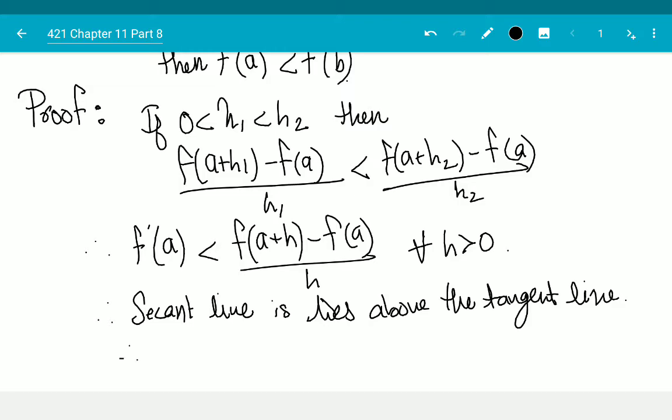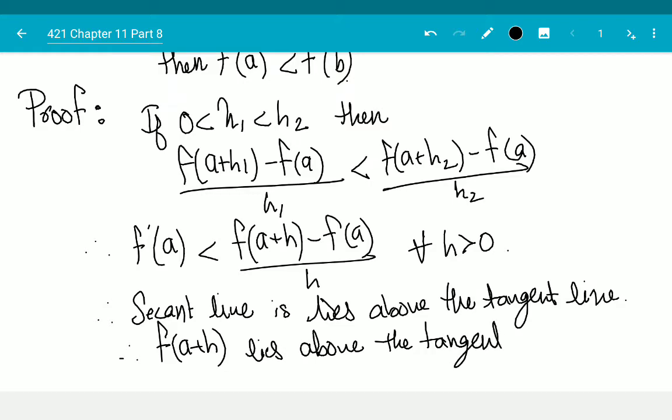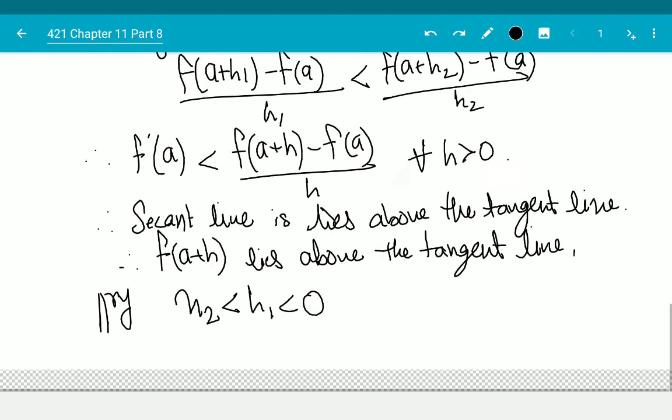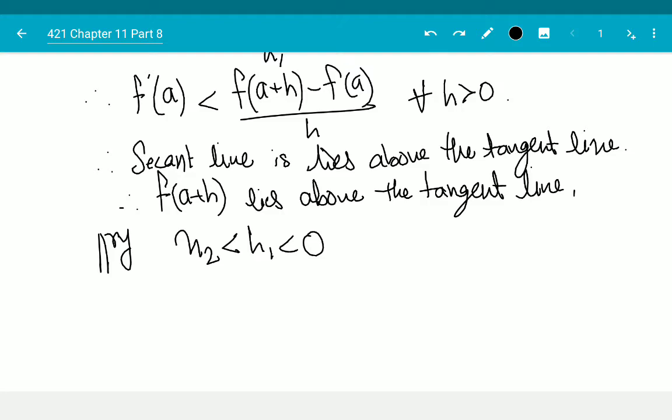and therefore, well, the only way the secant line lies above is if the endpoint of the secant line is above. Therefore, f of a plus h lies above the tangent line, right? Similarly, you can see that if I take h2 smaller than h1 smaller than 0, then this situation is exactly reversed.